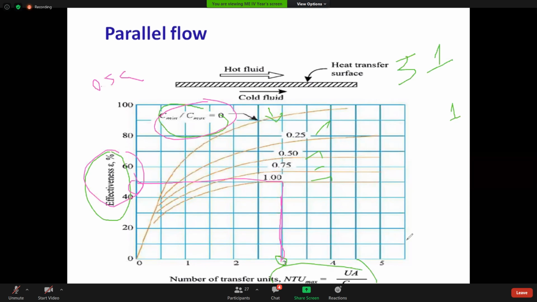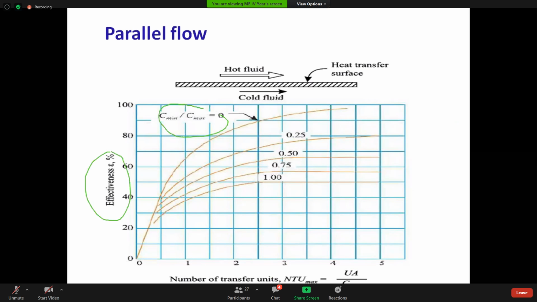ఒకవేళ effectiveness తెలుసు, C minimum by C maximum తెలుసు, we can calculate NTU also, right? So for example, effectiveness is 60, and corresponding NTU 4 వచ్చింది. NTU అంటే నాకు UA by C minimum తెలుసు, U తెలుసు, లేదంటే ఏరియా తెలుసు, అలా అడుగుతాడు క్వశ్చన్స్ ఇక్కడ. Either U or A you can calculate. By giving U, A can be calculated. By giving A, you can calculate U. At the same time, A లో length find out చేయమంటాడు, right? We'll do the problem, you will be knowing.